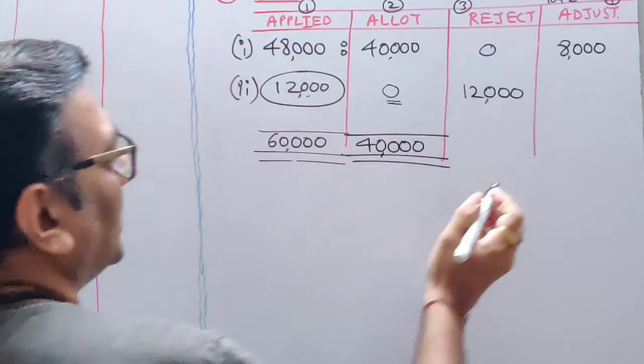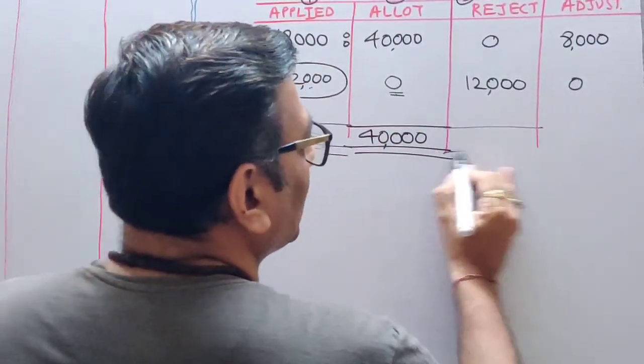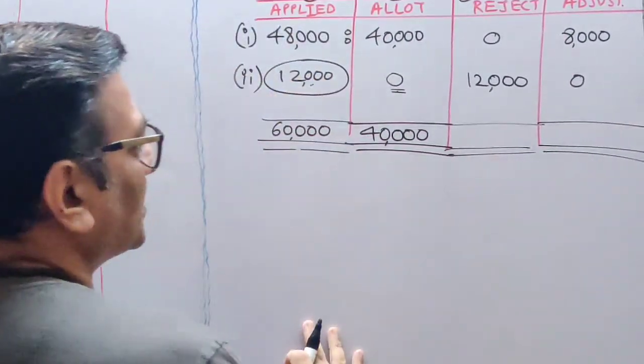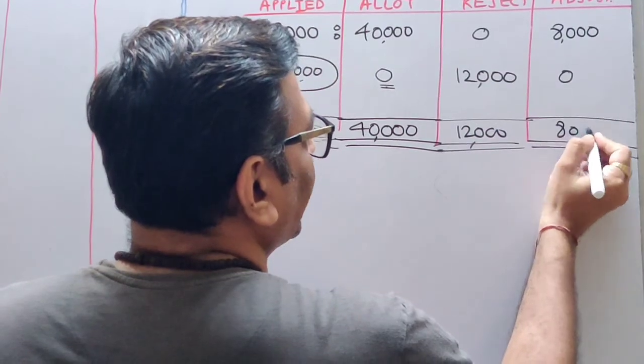Understood how to make the table? So nothing is to be adjusted because no allotment was made. Now take a total of all the columns. This total is 12,000. This total is 8,000.